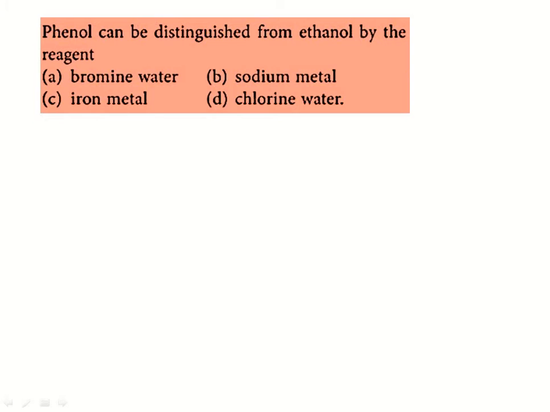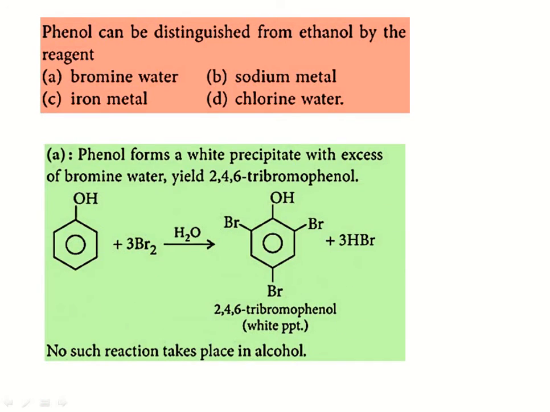Next question. Phenol can be distinguished from ethanol by which reagent: bromine water, sodium metal, iron, or chlorine water? With bromine water, phenol gives 2,4,6-tribromophenol as a white precipitate. No such reaction takes place in alcohol. So phenol can be distinguished from alcohol using bromine water. A is the right answer.